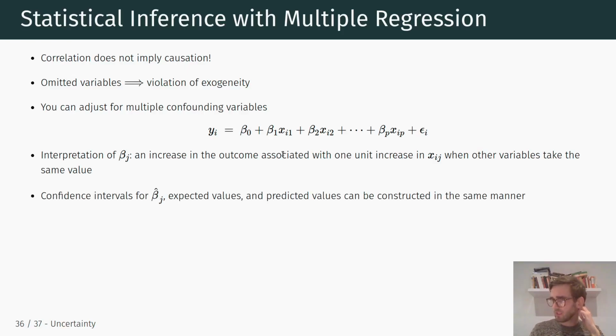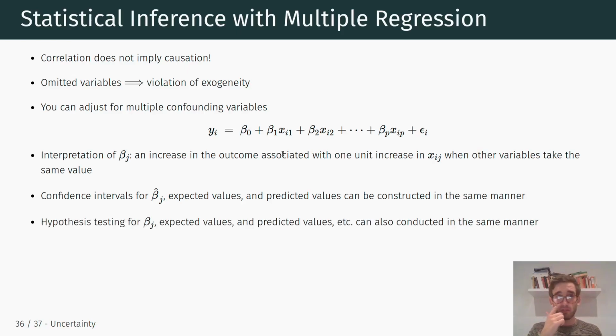Okay. In this multiple regression framework, we can still compute confidence intervals for beta j hat. We can compute expected values and predicted values, just in the same manner that we talked about before. We can also engage in hypothesis tests for beta j, for expected values and predicted values in the same manner that I discussed.